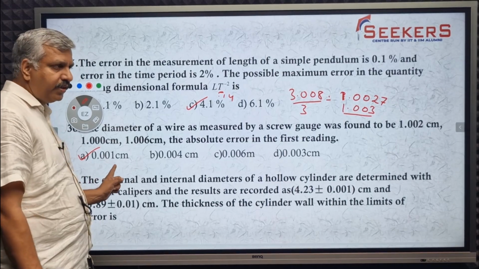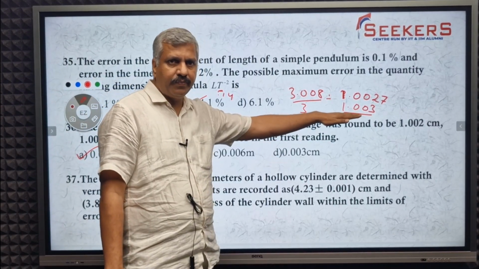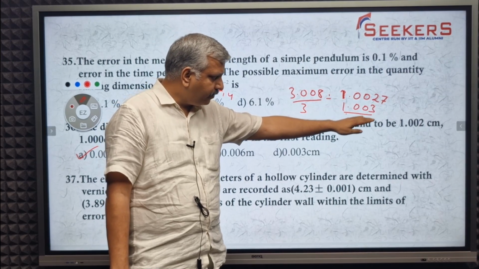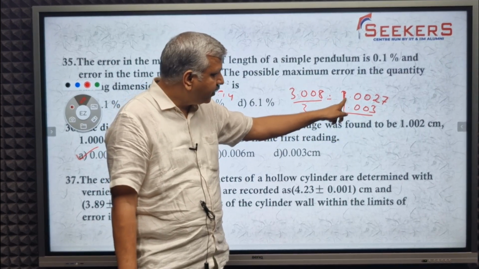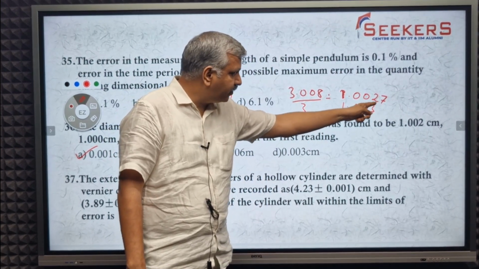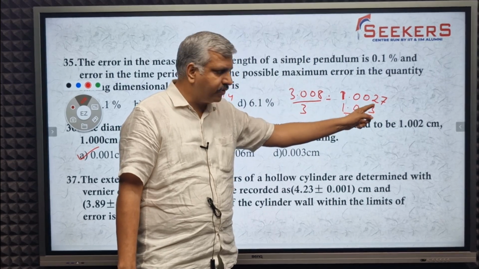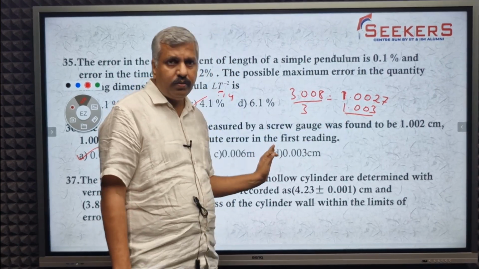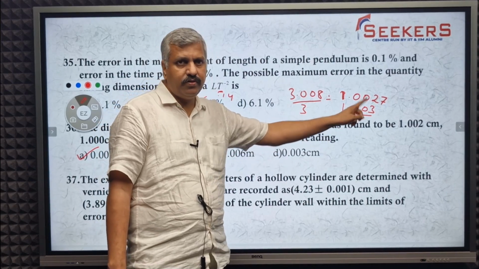I hope you understood this. What did I do? I first found out the average reading. The measured reading minus the average reading will give you the answer. The average reading I got is 1.0027. Now this has to be rounded, because this is accurate to 4 decimals, but the data is accurate only to 3 decimals. So I should round it up to 3 decimals, so 1.003.